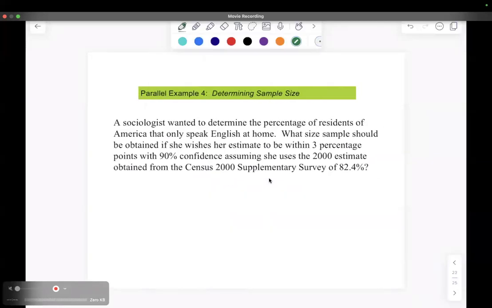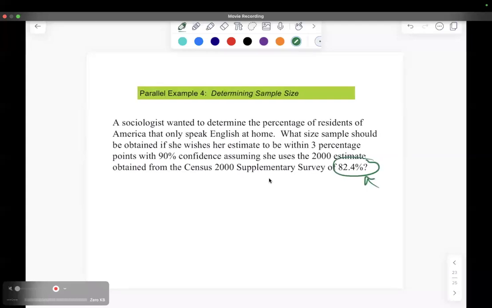All right. So a sociologist wants to determine the percentage of residents of America that only speak English at home. We want to know the sample size that we need to obtain if we want within 3 percentage points within 90% confidence interval. So in 2000, the survey showed this right here was our percent. So we're going to use this as p hat.